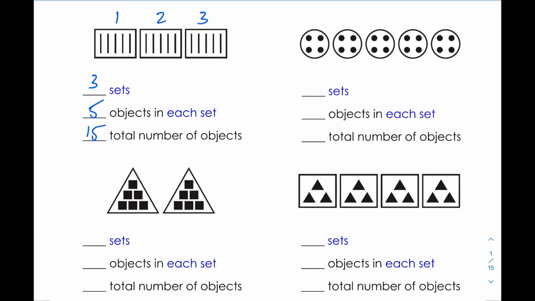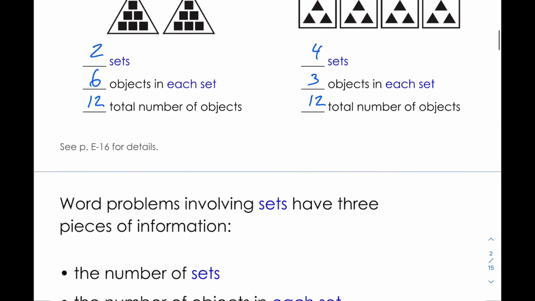So pause the video, try the other 3, and come back when you're ready. Here we have 5 sets, 4 objects in each for 20 altogether. Here we have 2 sets with 6 objects in each one for 12 altogether. And here we have 4 sets with 3 in each one for also 12 altogether.